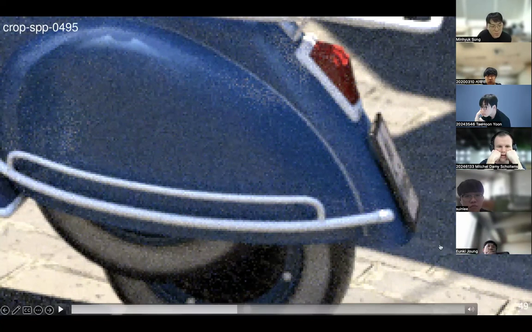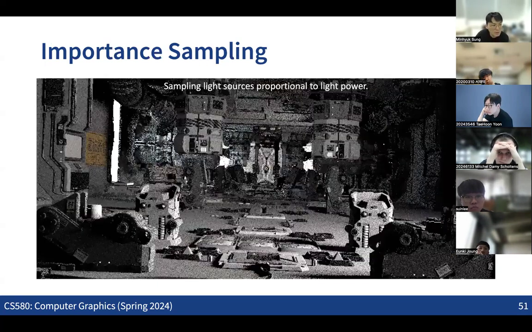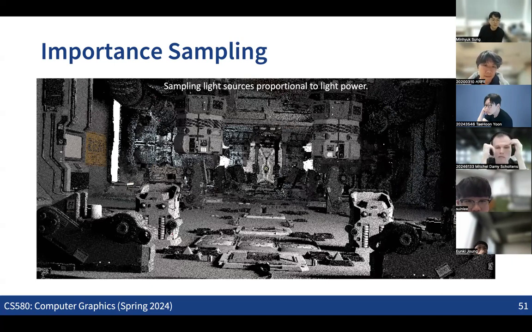Also, importance sampling is important for rendering as well. Depending on the situation, for example this case where we have multiple light sources, the question is how should we sample the light sources. If we just uniformly sample all the light sources, then we get this kind of output. But if we use importance sampling, sampling the light sources proportional to the power of the light emitted by each light source, then we can get much better quality outputs using the same number of rays. So those are some examples.